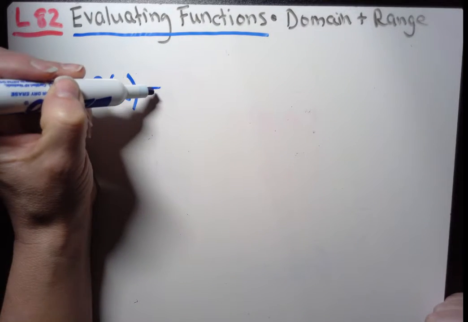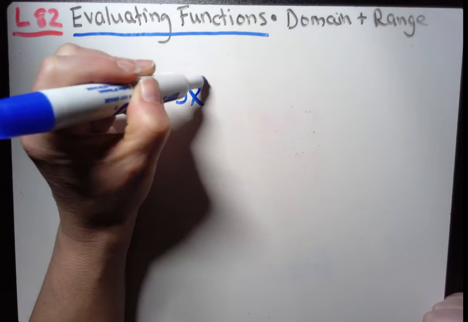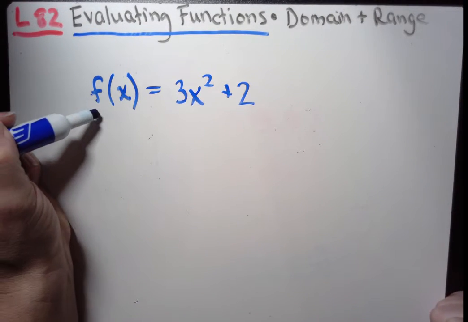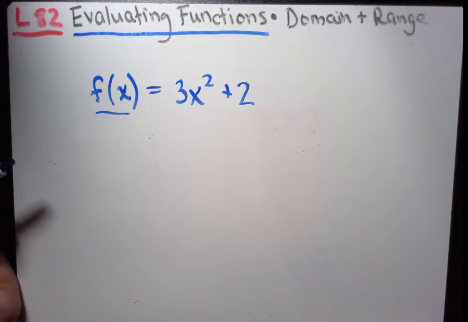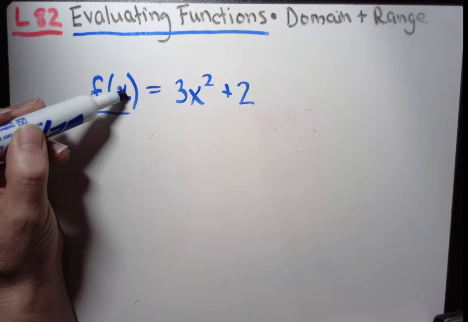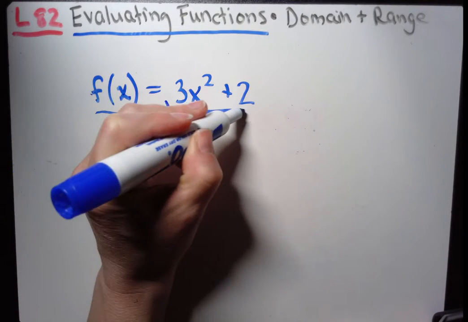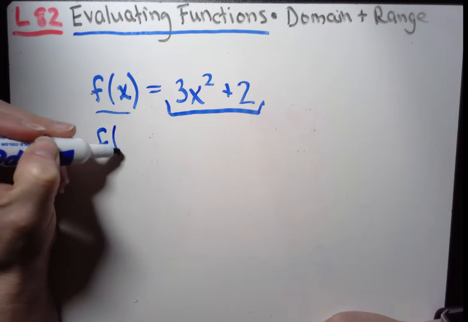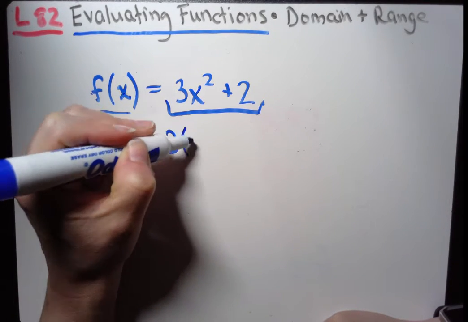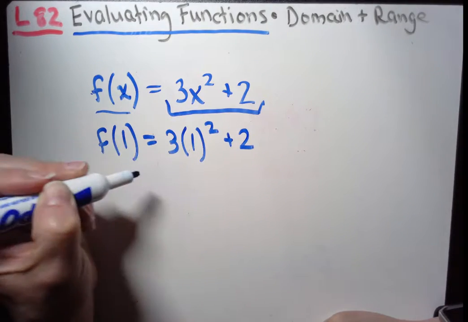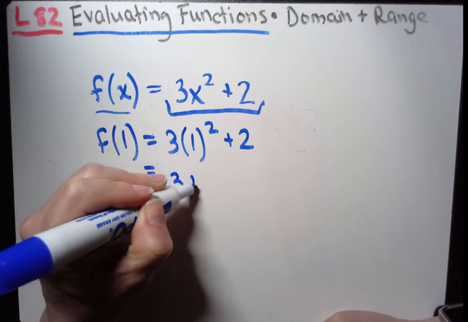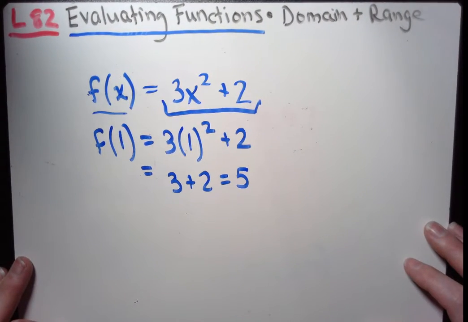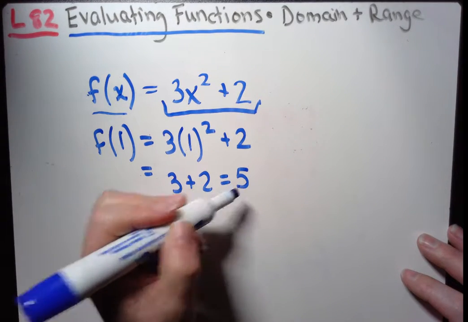So f of x equals 3x squared plus 2. This is an example of a function. Again, this is not f times x. This means there's a function that has an input of x, and this is the expression that tells you what to do with that input. So every time you put in a 1, you would say f of 1, you would get 3 times 1 squared plus 2, which is 3 plus 2, which is 5. So the input is 1, the output is 5.